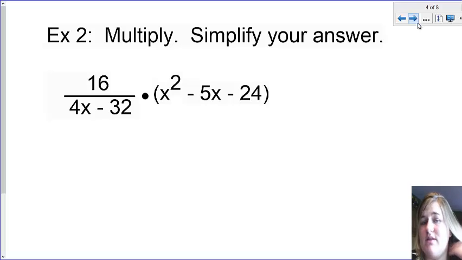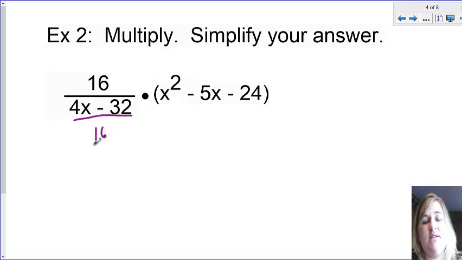On example 2, it says multiply and simplify your answer. I have 16 over the quantity of 4x minus 32 times this quantity. What I'm going to do is simplify this part to the best of my ability first. I see on the bottom that I can factor that.